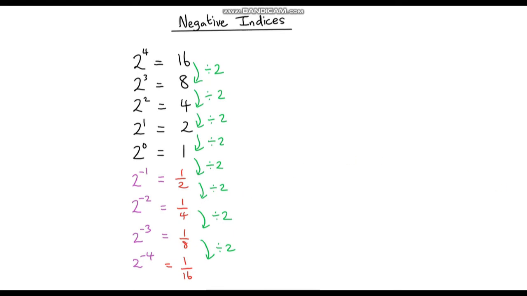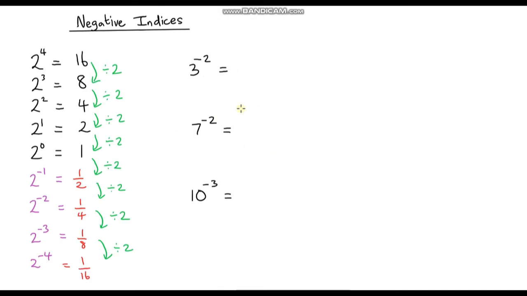So for example, if we had 2 to the power 5, well, I know that 2 to the power 5 is 32, because it's just 2 times 16. Then 2 to the power negative 5, if we follow the same pattern, it's going to be 1/32. And that would make sense, because if we followed on this pattern here, 1/16 divided by 2 does give us 1/32. So let's just have a look at these indices here.